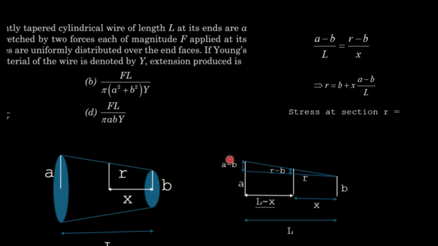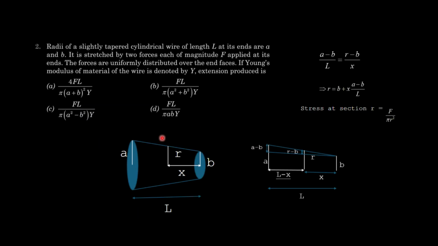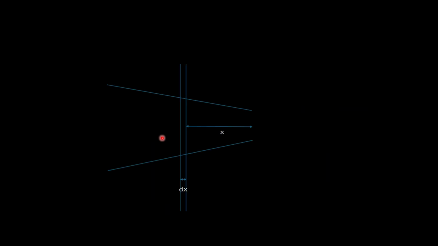Now the stress at this section having radius R is force divided by area, so area is pi R square. Since the stress is changing with R, or you can say with x, it's not a constant thing. Only when we have the same stress at two sections can we find strain between those two sections. So here stress is changing. What we can best do is take a very small distance dx, and on these sections we can approximately assume that the stress is the same.